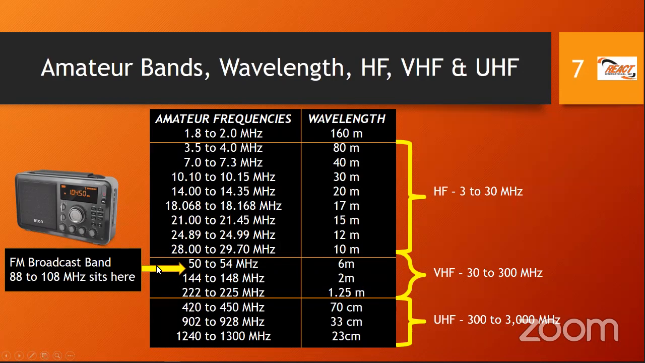Those are the frequencies. But similarly, your FM broadcast band is 88 to 108 megahertz. We should all be familiar with that when we tune our dial, whether it's in our car or at home, and we tune that dial to 95.1, that's 95.1 megahertz, all right? So just notice where that broadcast band is relative to the other amateur radio allocations.